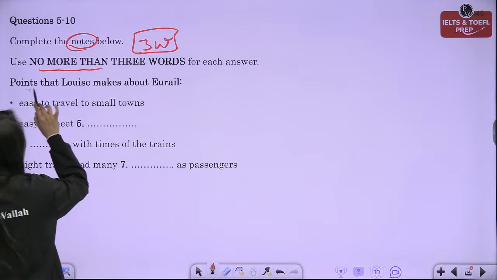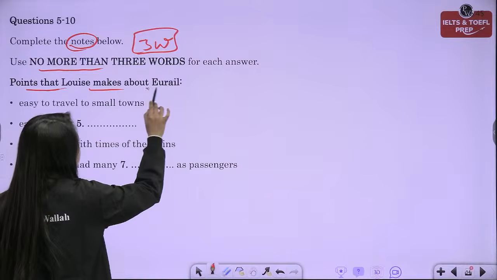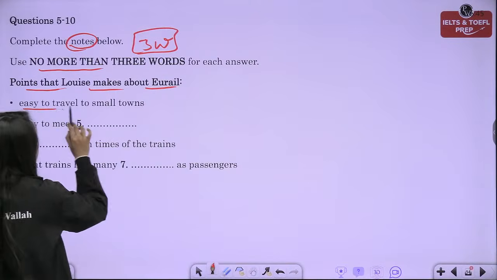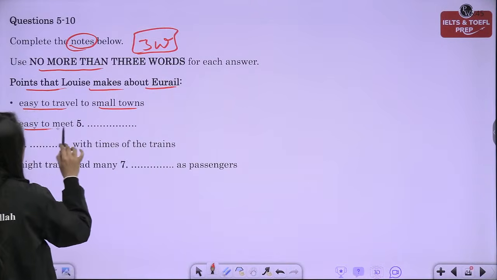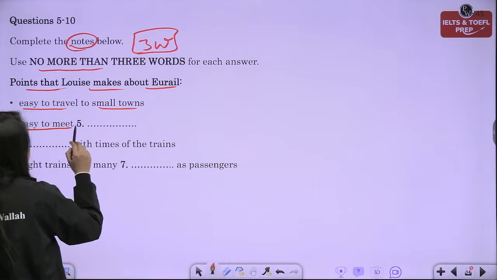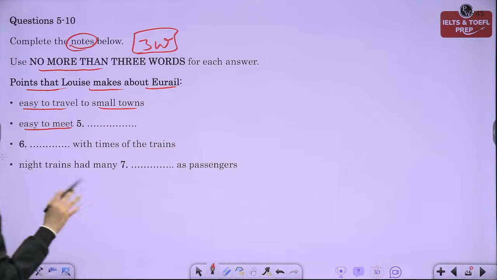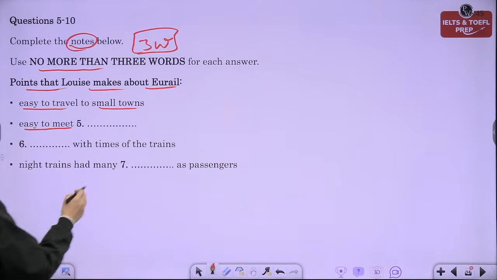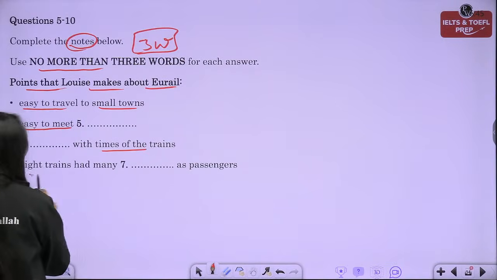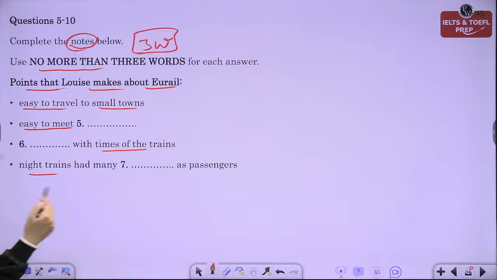Now, points that Louis makes about Eurail. Easy to travel to small towns, easy to meet what. Okay, this is the question number basically. So easy to travel to small towns, easy to meet what, and dash with times of the train. And my trains had many dash as passengers. एक बार अपने end से भी read कर लो आप, and then I'll play the audio.